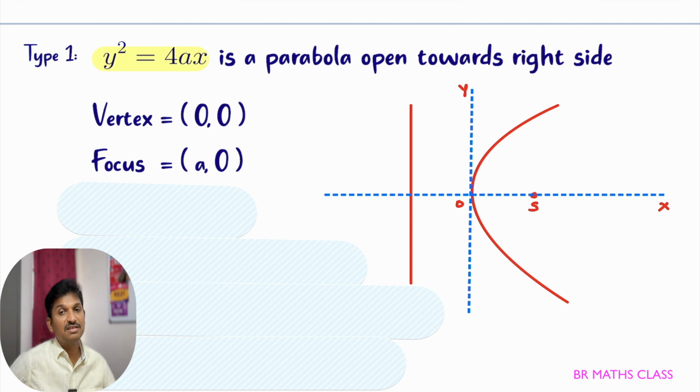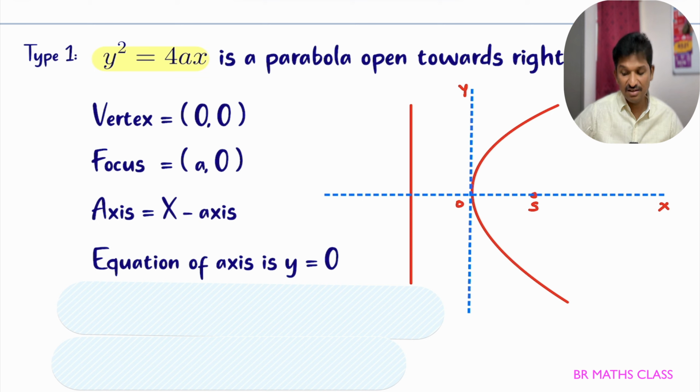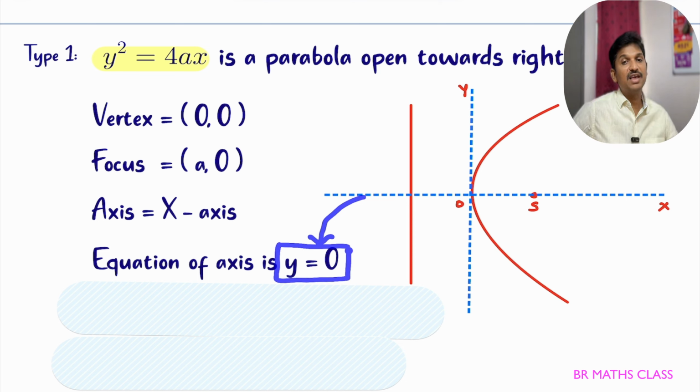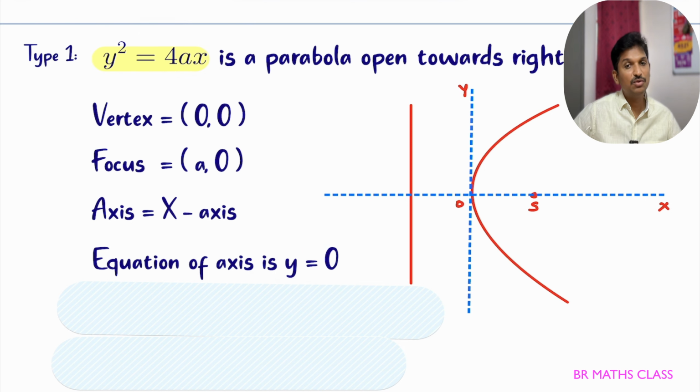Next one is the axis. Where is the axis of this parabola? See, what is the axis? A line which passes through the focus and is perpendicular to the directrix, right? This is the axis. We know that in this case, the axis is the x-axis. What is the equation of the axis? What is the equation of the x-axis? In the straight lines chapter, you learned that the equation of the x-axis is y equal to 0. So, in the standard form of parabola y square equal to 4ax, the equation of the axis is y equal to 0.